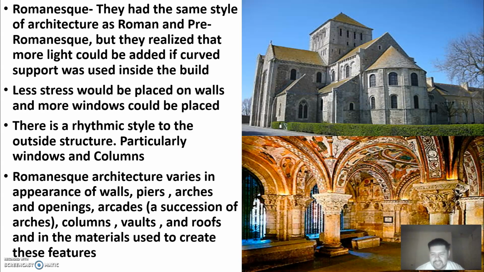Okay. Now the thing is, the Romanesque architecture varied. Unlike the pre-Romanesque, which was just stone, the Romanesque varied their walls, or piers, arcs, openings, the arcades. Now, arcades is not like video game arcades. That's a succession of arcs. So if you look at that picture with how it curves, it's like a succession of them in a hallway. You know, the columns, the vaults, and the roofs. Basically, they had different materials to create this. It wasn't all stone. They used different things, and that's what made Romanesque different from the pre-Romanesque.